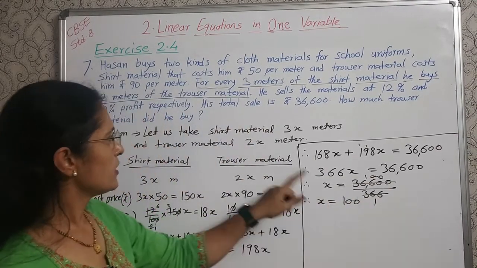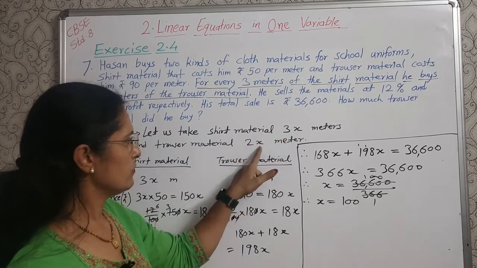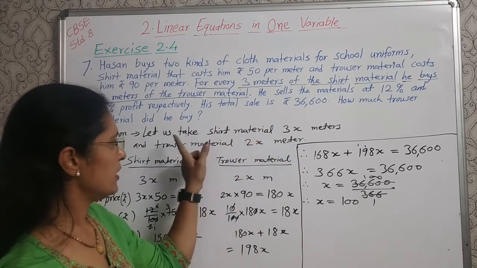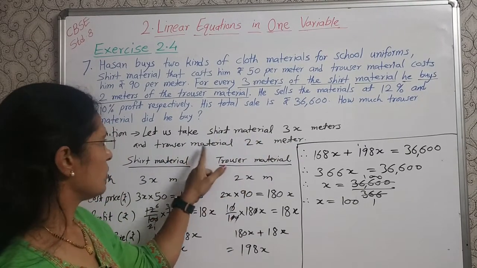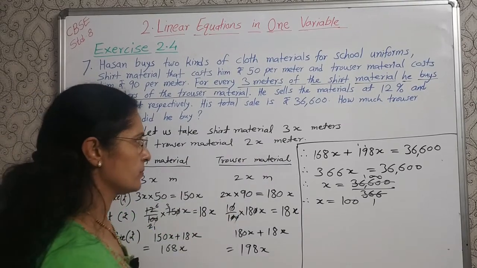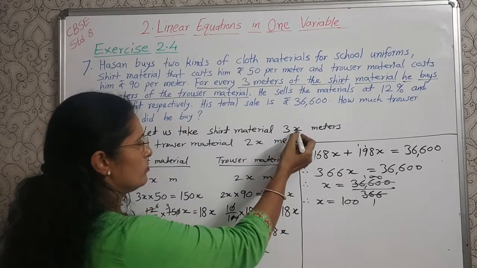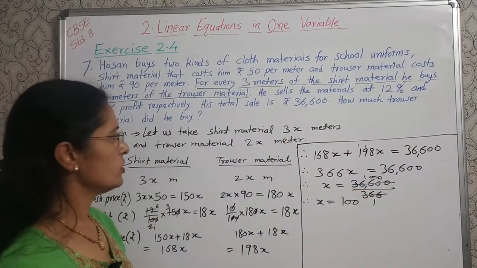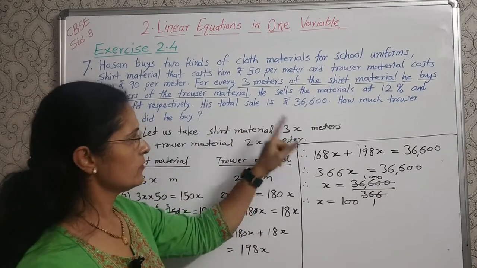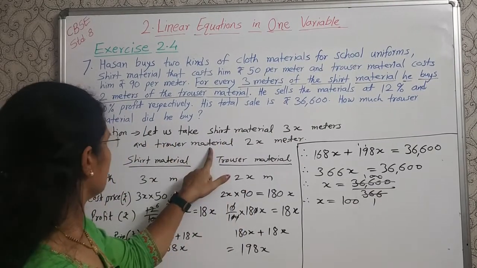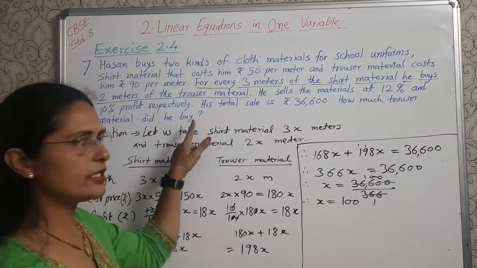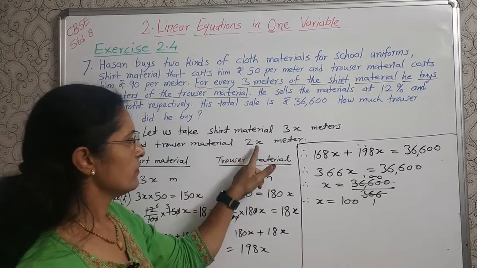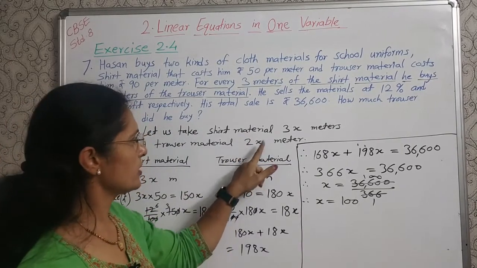And what is x? x is a common multiple for this 3 and for this 2. So 3x is the shirt material length and 2x is the trouser material's length, 2x meters. Actually the question is how much trouser material did he buy. So we need not find the shirt material's length, we'll find out only the trouser material. So how much trouser material did he buy? It means find the length of this trouser material, which we have assumed as 2x meters.